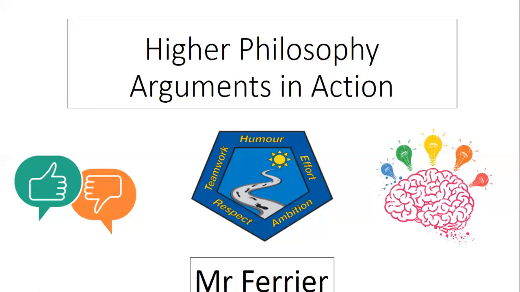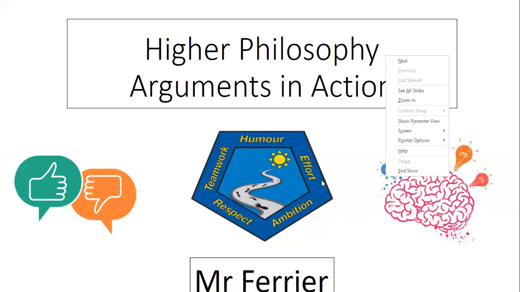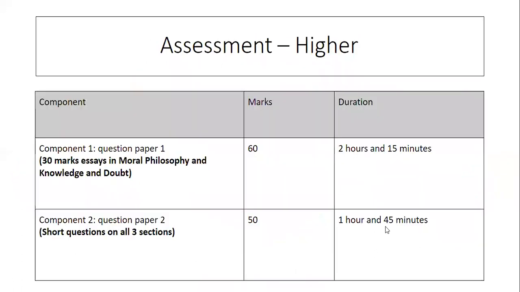So let's have a look at the structure of your assessment. It would help if the PowerPoint would move on. There we go. When we're thinking about assessment at Higher level, there are 2 components, and they are both exam papers. The first paper is where you are going to write 2 30-mark essays, 1 on moral philosophy and 1 on knowledge and doubt.